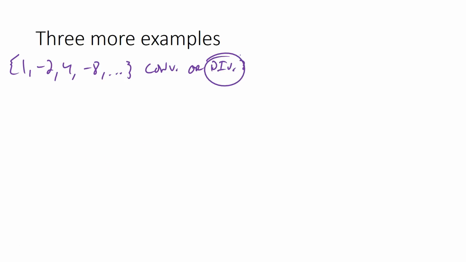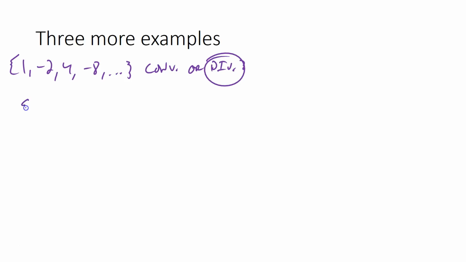So the first one we're going to look at is one we looked at before. 1, -2, 4, -8. The question is, is it convergent or divergent? I think you can see pretty quickly the numbers are getting bigger and they're bouncing positive, negative, positive, negative. But this is definitely divergent, right? Because we're not approaching any kind of a limit.